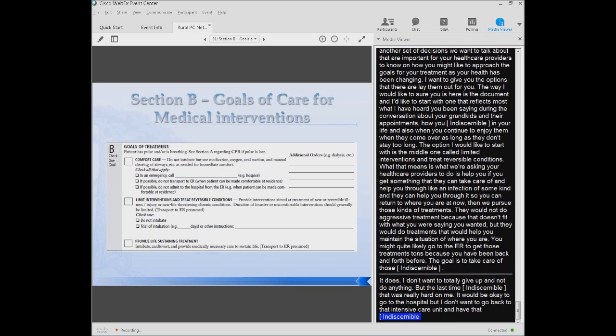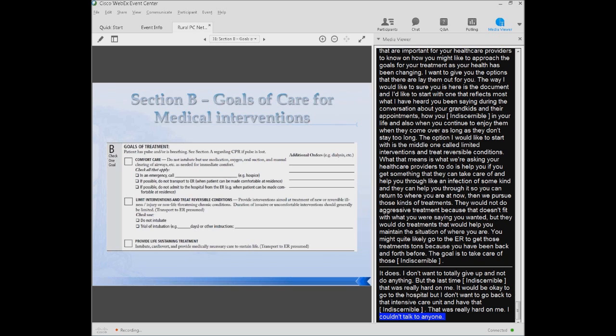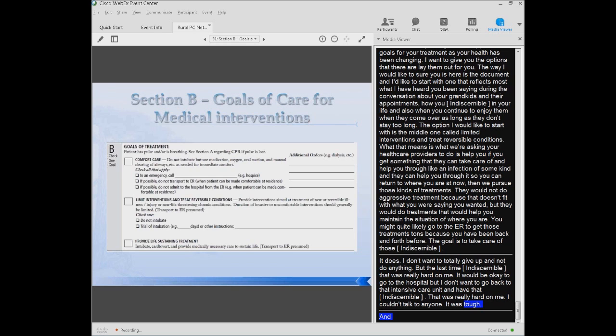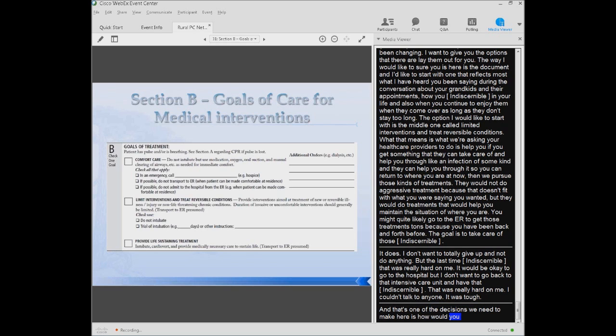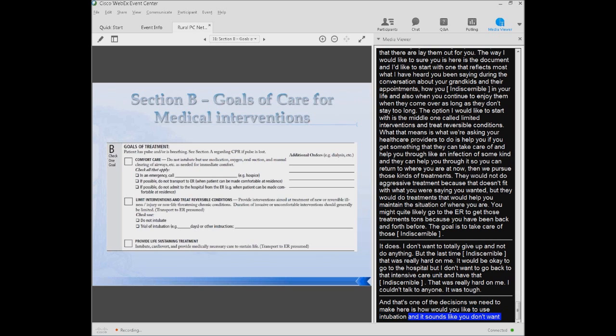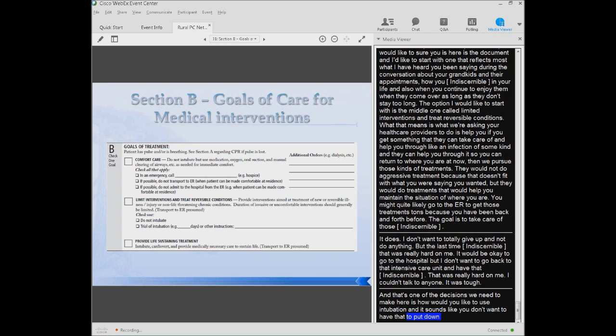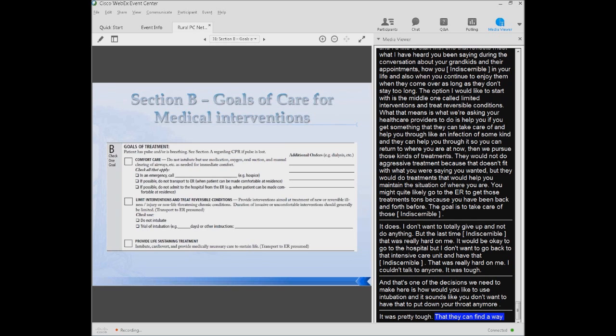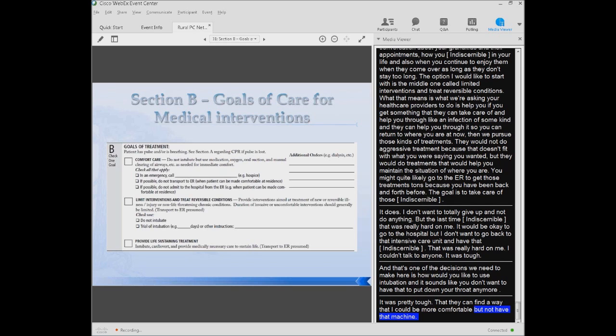It was tough. Okay. Well, that's one of the decisions that we need to make here, is how would you like to use intubation? And it sounds like you don't want to have that tube put down your throat anymore. It was pretty tough, yeah. If they can find a way that I could be a little more comfortable, but not have that machine. I understand that might mean I would die, but I don't want to have that machine again.